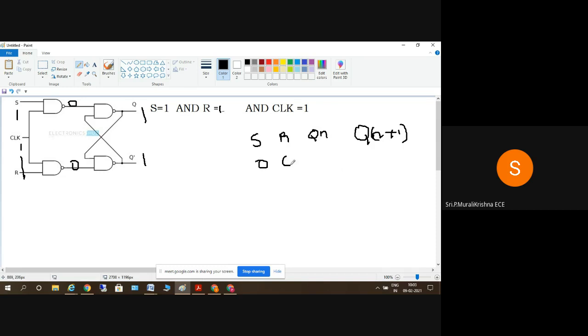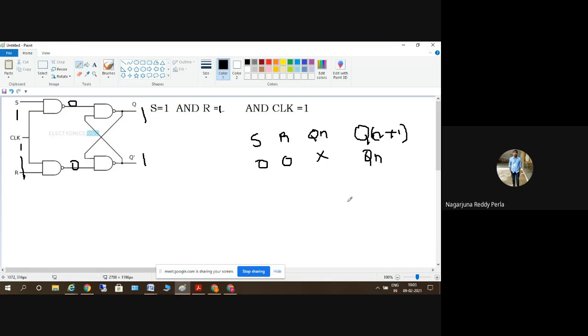S is equal to 0 and R is equal to 0, and Q of n is don't care whether it is 0 or 1. The previous case is 0 or 1, we are least bothered about that. So when S is equal to 0 and R is equal to 0, what did we get earlier? What are the values of Q of n plus 1 and Q bar of n plus 1? Q and Q bar, sir.